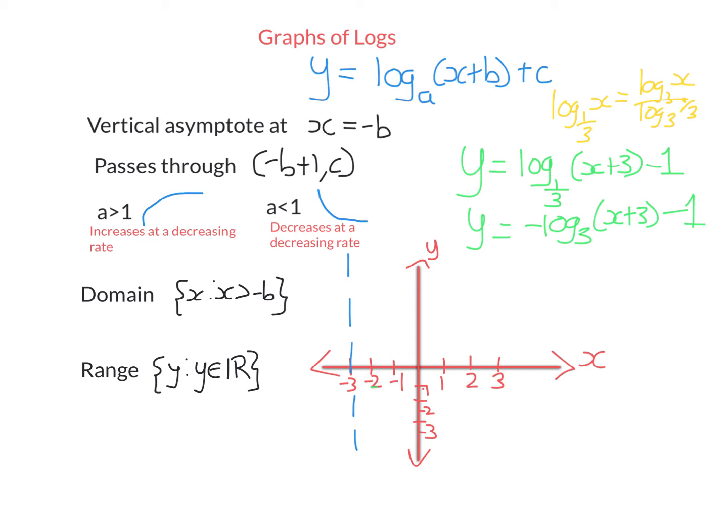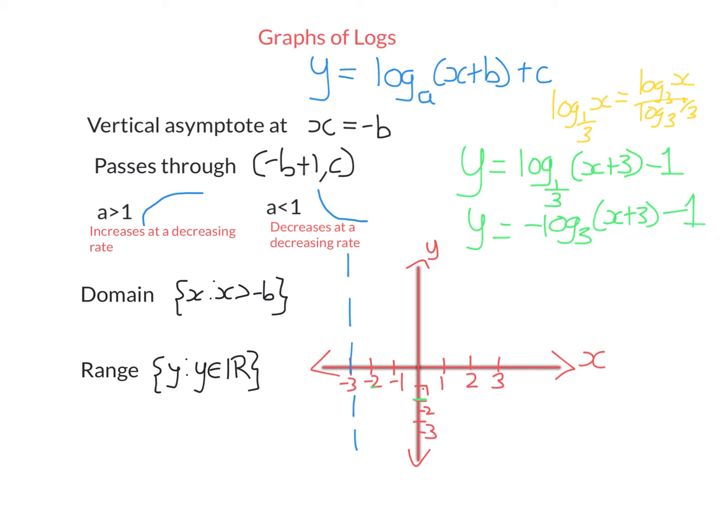So to find the y-intercept, we do what we've always done and let x equal 0. So the y-intercept here would be log base 1/3 of 3 minus 1. You can put that straight on your calculator, you get minus 2. So the y-intercept is down here at minus 2.